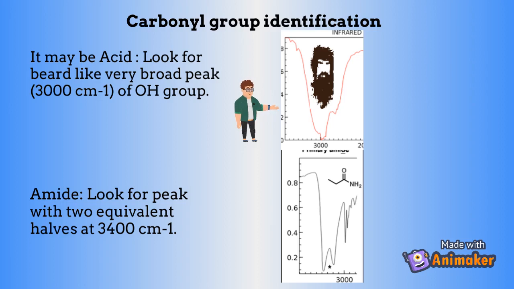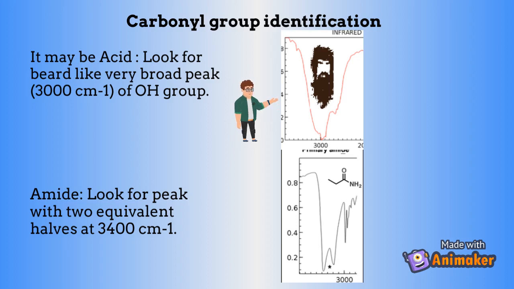After identification of the sword-like peak around 1700 cm inverse for the carbonyl group, the type of carbonyl group is identified. It may be an acid group, which can be identified by the beard-like very broad peak around 3000 cm inverse.